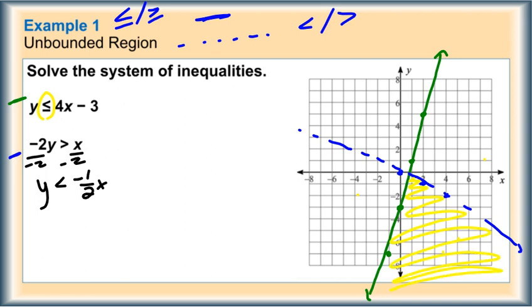Now I can pick a test point to see if that's true. If I pick the point 1, -1, which is right here, if I put a 1 in for x and a -1 in for y, I would have -1 is less than or equal to 4 minus 3, which is 1. -1 is less than or equal to 1, so I know that works. And if I did -2 times -1, it has to be greater than 1. So this is 2. 2 is greater than 1, so I know that this point is true.